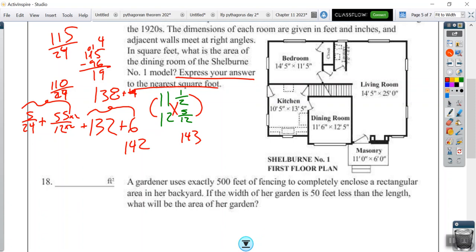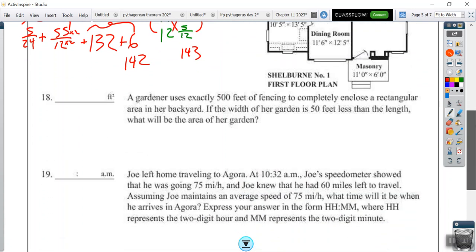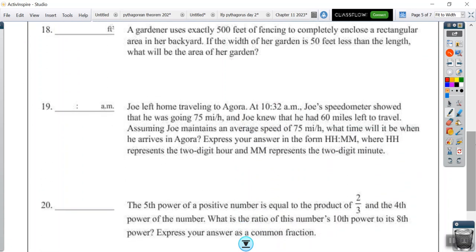All right, let's take a look at number 18. A gardener uses exactly 500 feet of fencing. The width of her garden is 50 feet less than the length. What's the area? All right, so I'm going to draw it. So we have our length, and the other one is the length minus 50. And what will be the area of her garden?